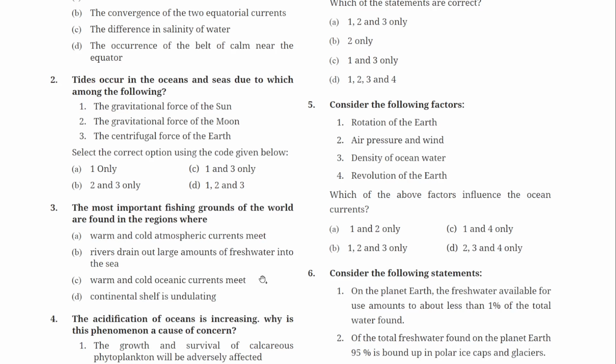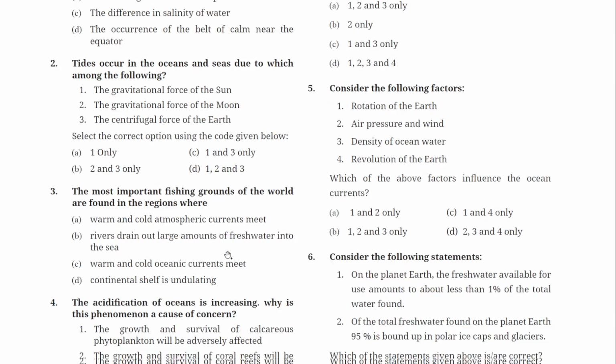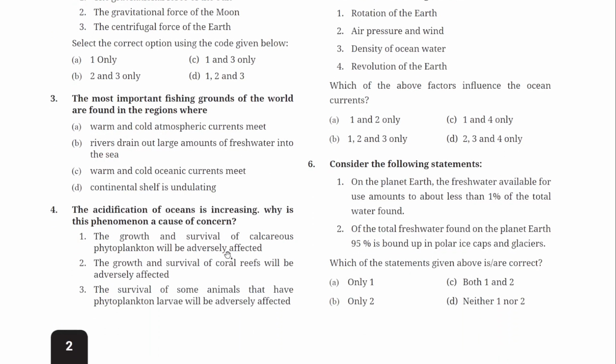When a rotating object collides with another moving or stationary force, it creates a new motion. So that is the explanation, rotation, but not revolution. So the fifth question answer is B, 1, 2, and 3. Consider the following statements. On the planet Earth, the fresh water available for use amounts to about less than 1% of the total water found. Okay, almost true. Of the total fresh water found on the planet Earth, 95% is bound up in. No, no, that's a wrong statement here. So the answer is only A.